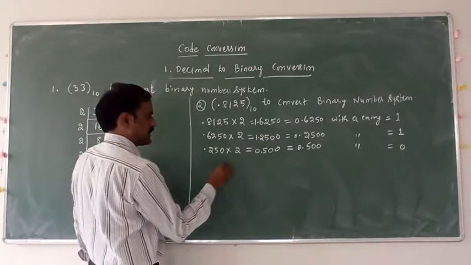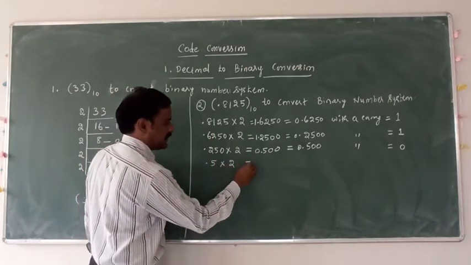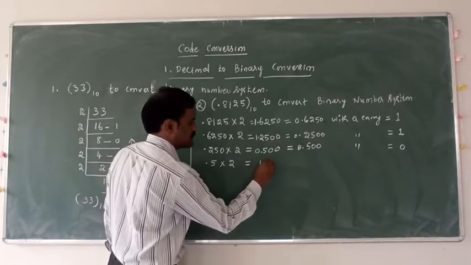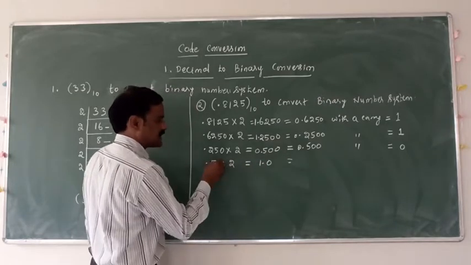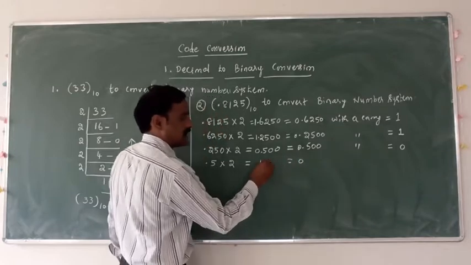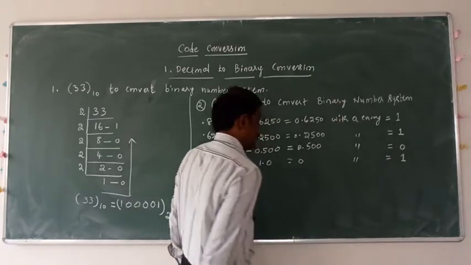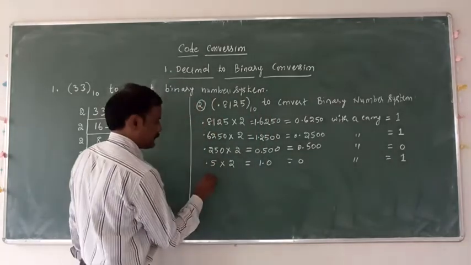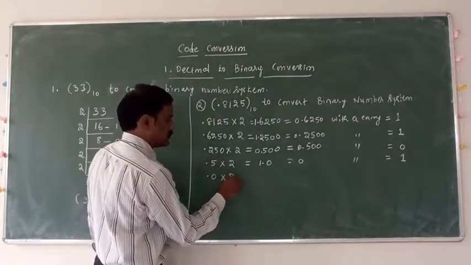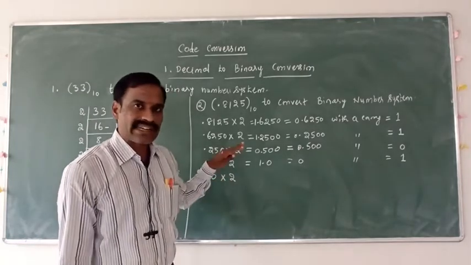Next, 0.5 times 2 equals 1.0. Now multiplying this 1.0, the result is 0 with a carry equal to 1. Next, 0 multiplied by 2: 0 multiplied by 2 means the result is 0.